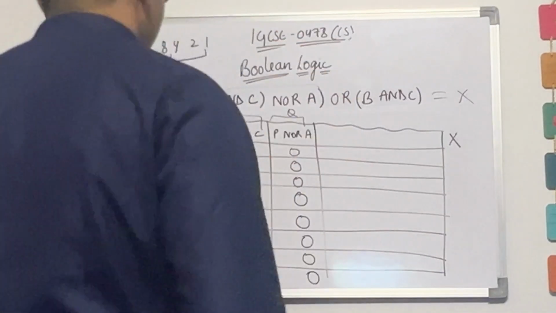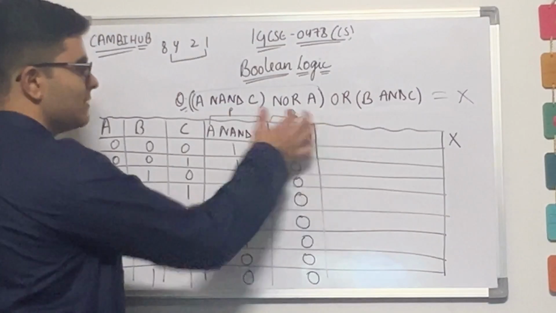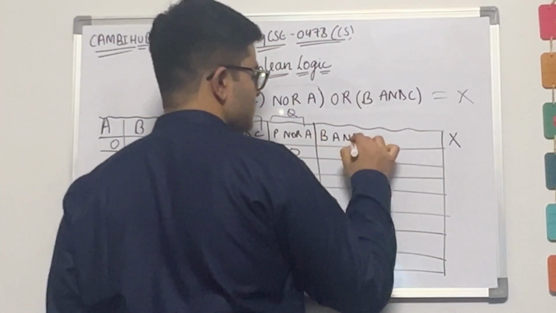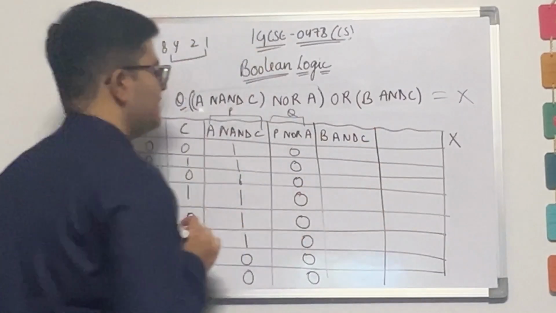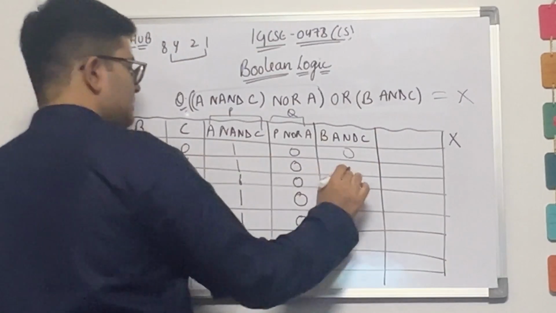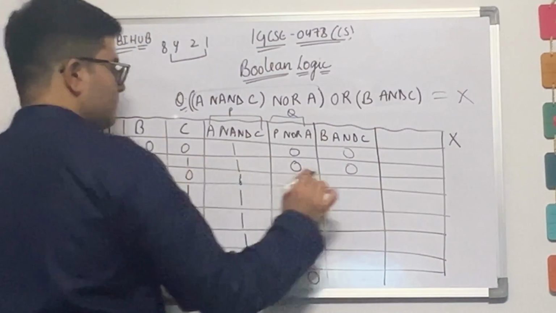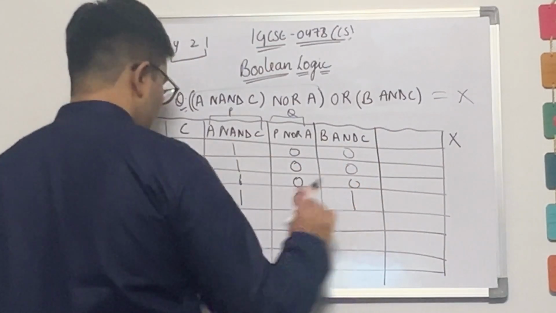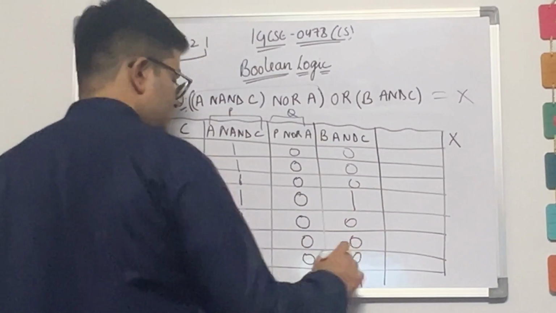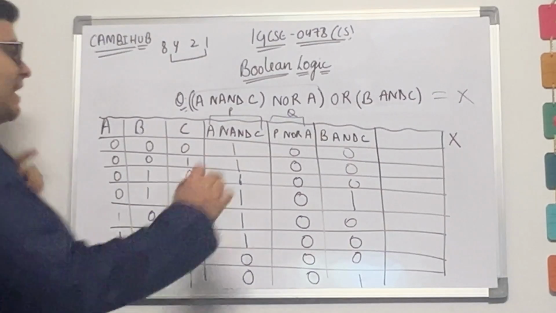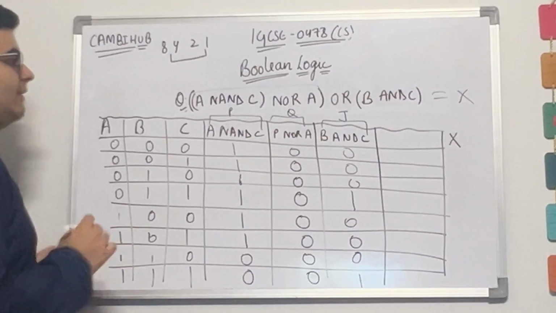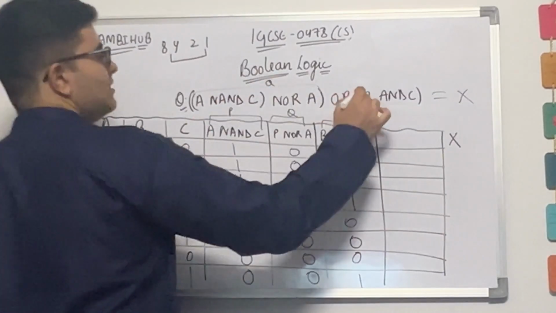Once we have named this expression as Q, let's do B and C. So 0 0 becomes 0, 0 1 becomes 0, 1 0 becomes 0, 1 1 becomes 1, and the rest all of it is 0, right? Now let's name B and C as J.